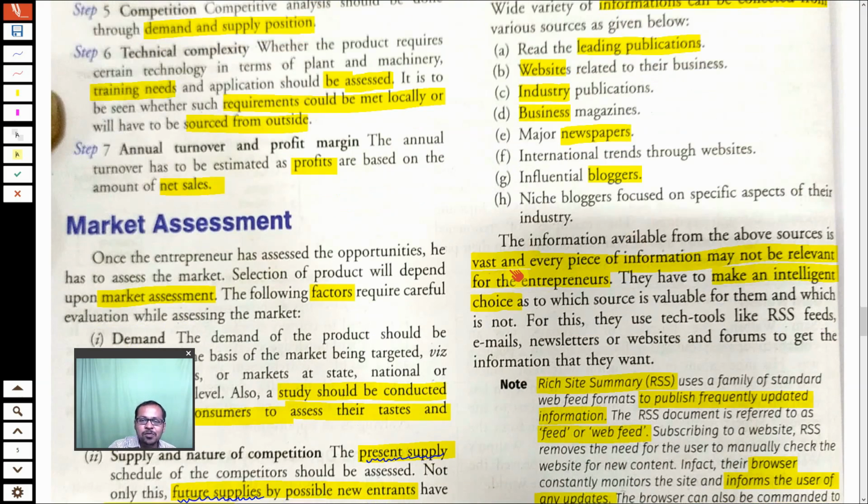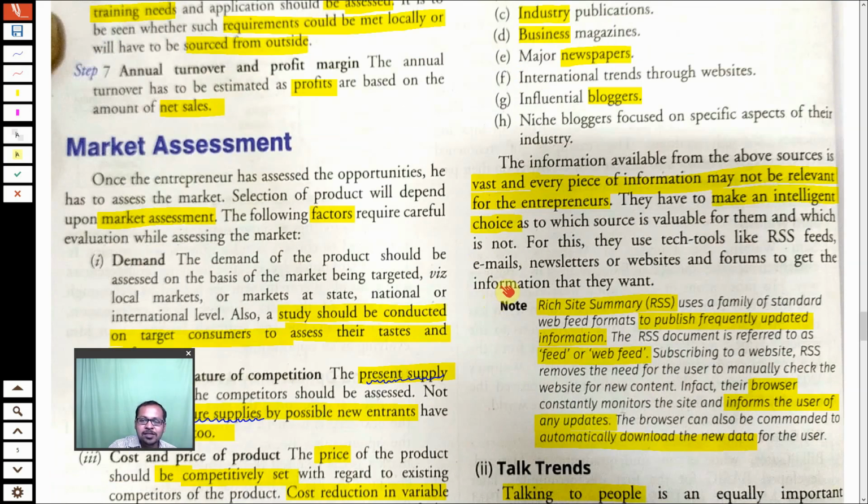Now another question: in today's time you get a whole lot of information, there is vast information available, but all the information may not be relevant, so you need to make an intelligent choice as to which information is important. So here they have given one term which is RSS. It is not Rashtriya Swayamsevak Sangh.